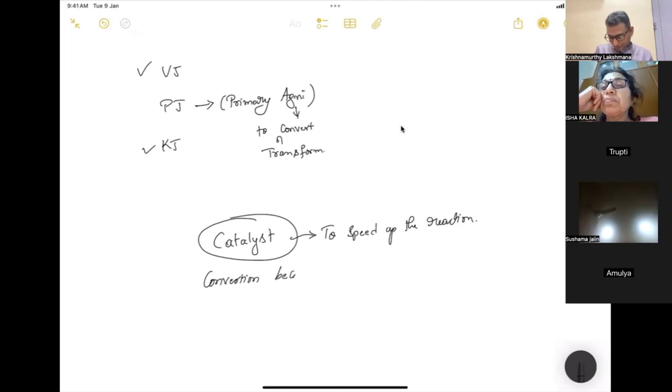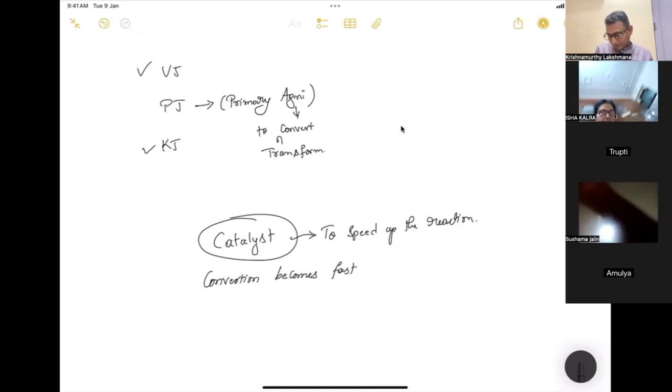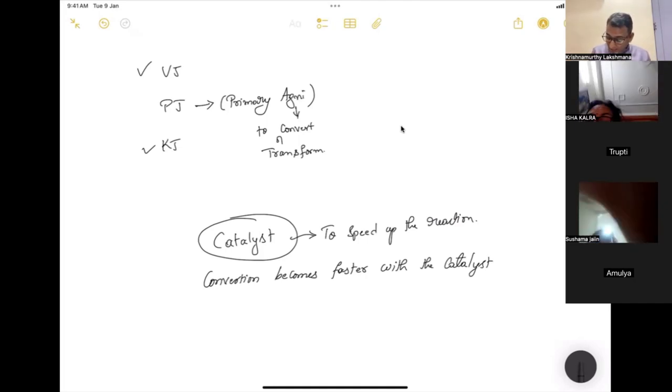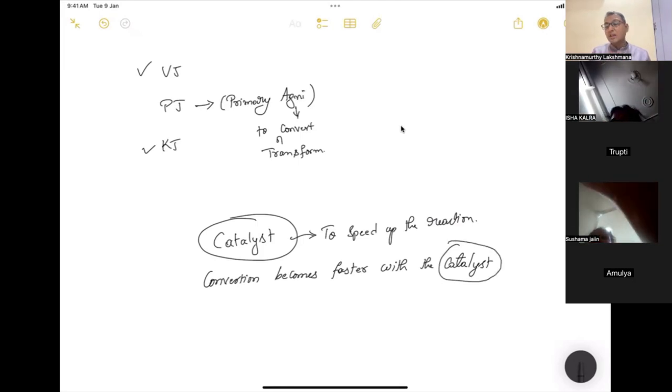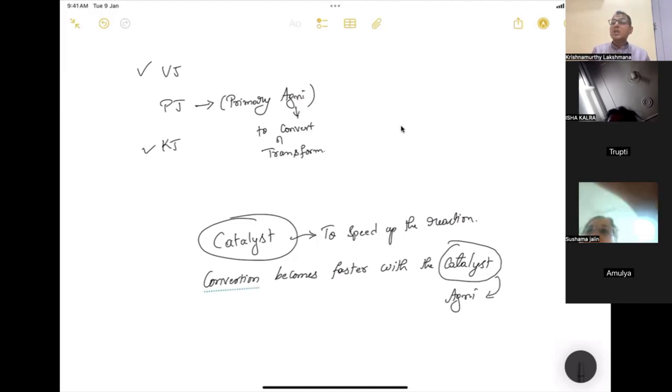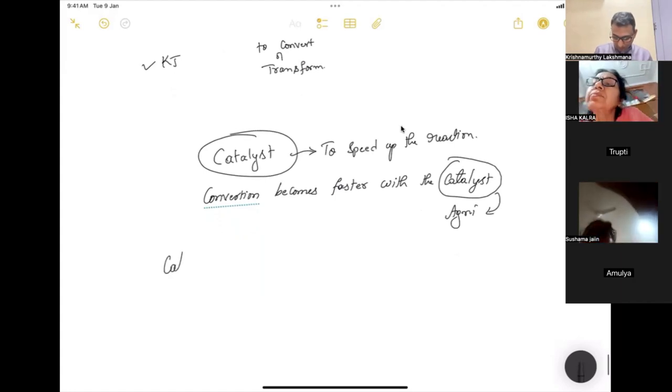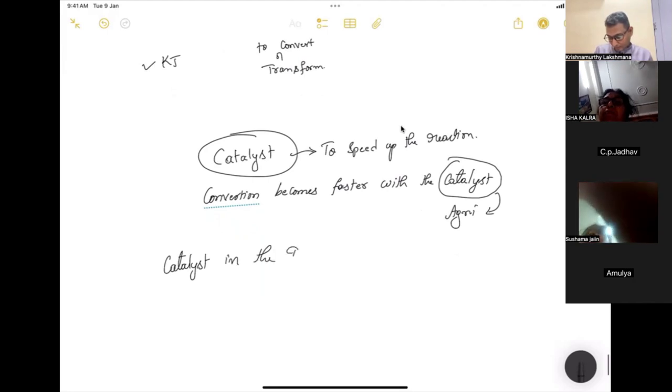Conversion becomes faster with the catalyst. Yes or no? Yes, sir. So is the catalyst playing the role of Agni? Yes. The catalyst is playing the role of Agni. In our body, what is the catalyst? Hormones, enzymes. Catalyst in the body is hormones.